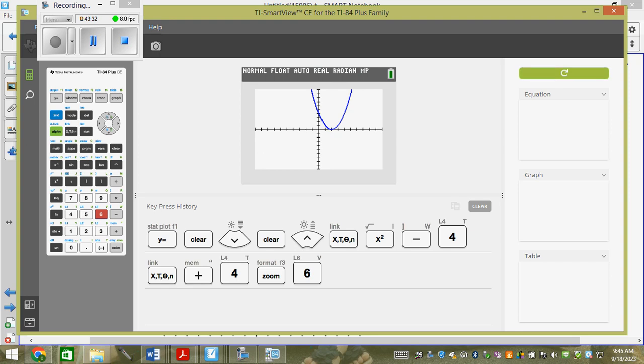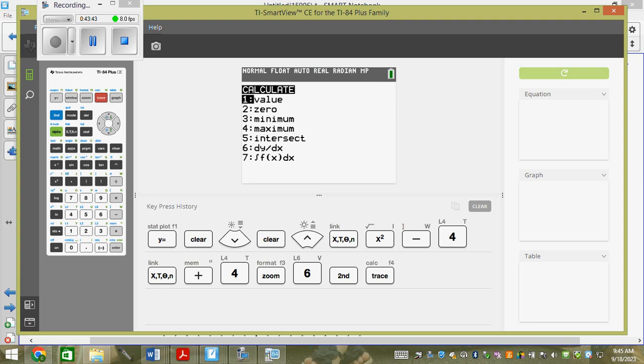Whenever we want to calculate something, we always go second trace, because the second button gets me what's above the trace button, which is calc. So I'm trying to calculate something. Well, there's no vertex option, but the vertex is just the min or the max, correct? And in this case, because it's concave up, it's the min or is it the max? Min. So we're going to go to number 3.